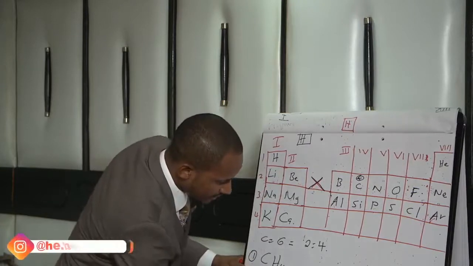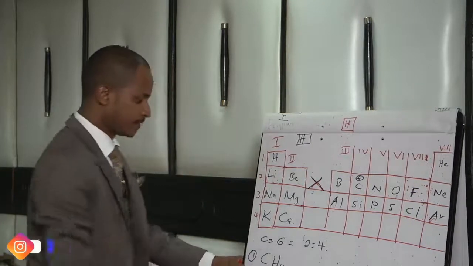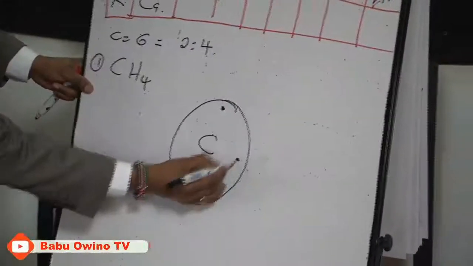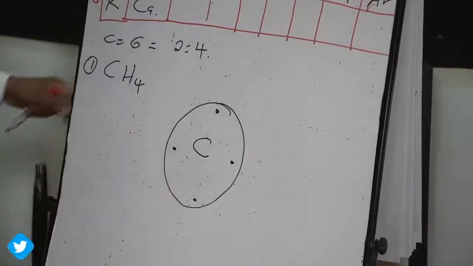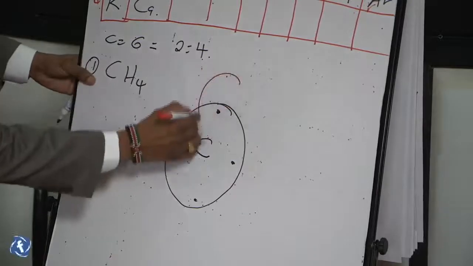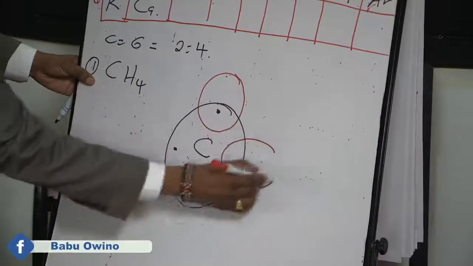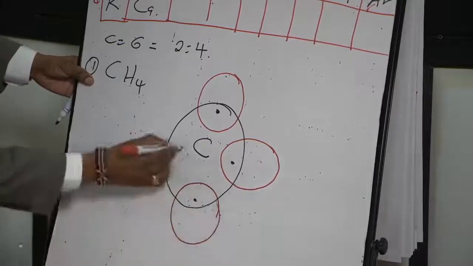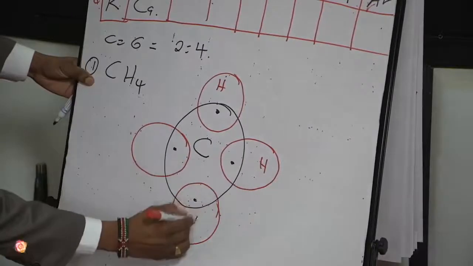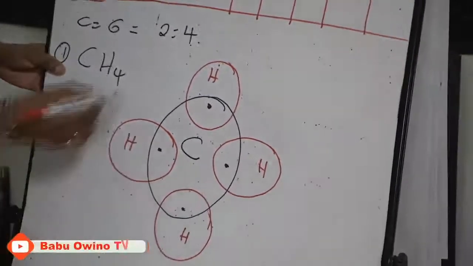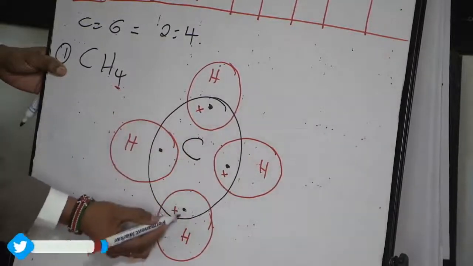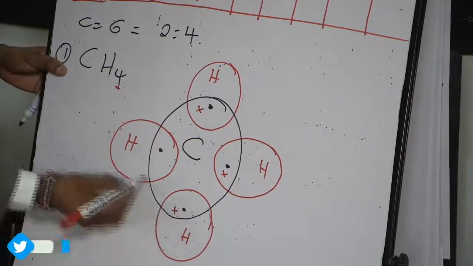So we have that carbon. Then carbon already has 4 electrons here: 1, 2, 3, 4. Identify them. Then we need 4 hydrogen atoms. So when we have hydrogen, I'm using different pens so that at least we can differentiate. So if these are hydrogen atoms, then hydrogen has 4. So you simply, I'm using X to show that this is electrons from carbon, and electrons from hydrogen.